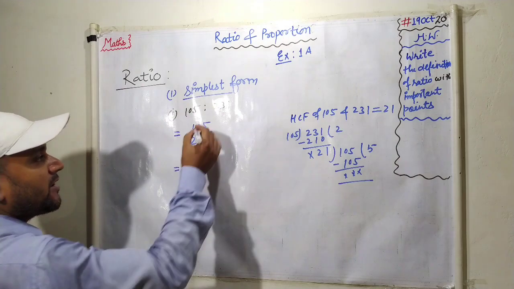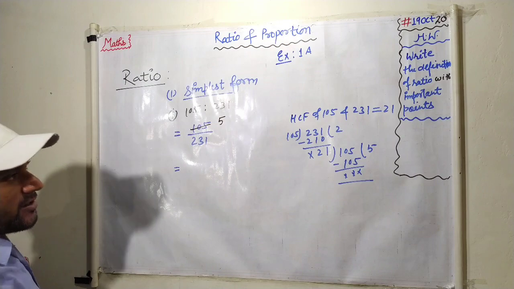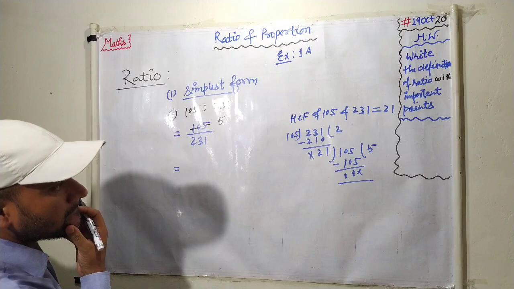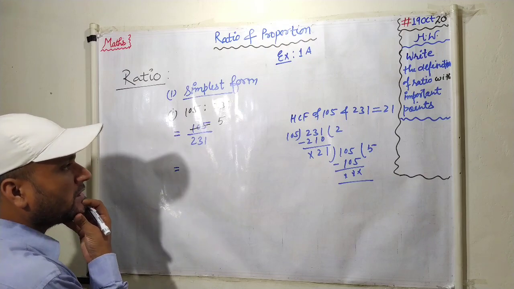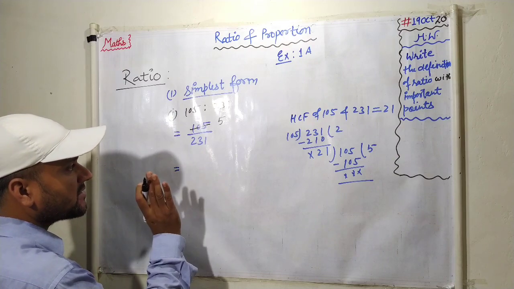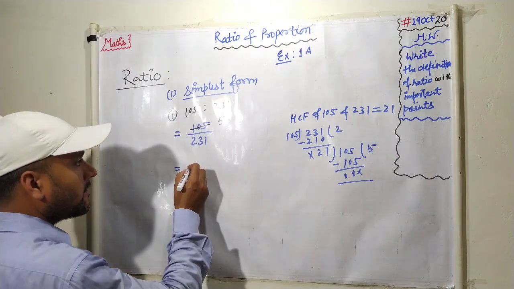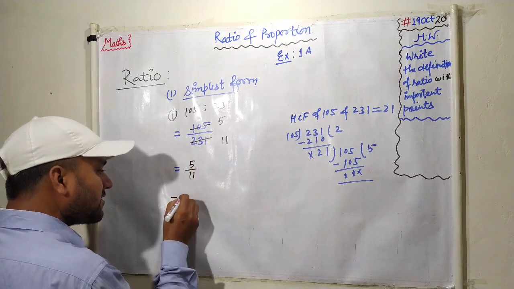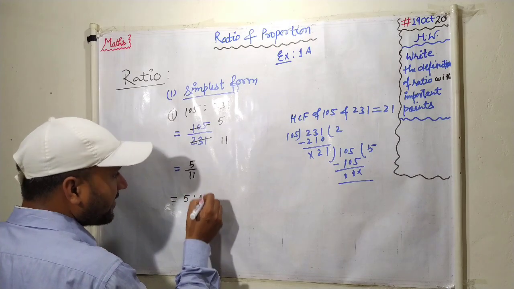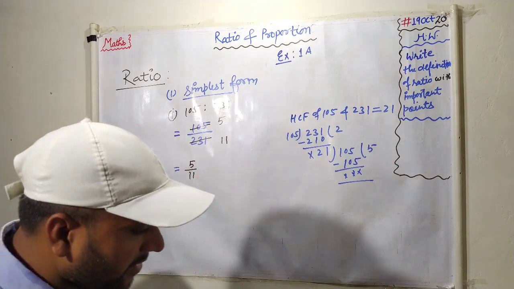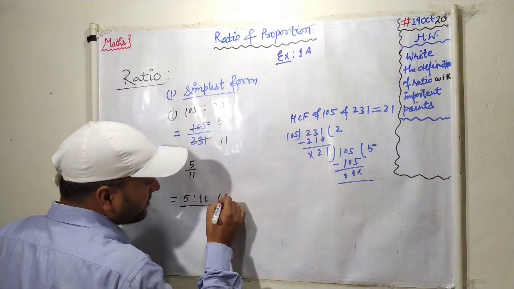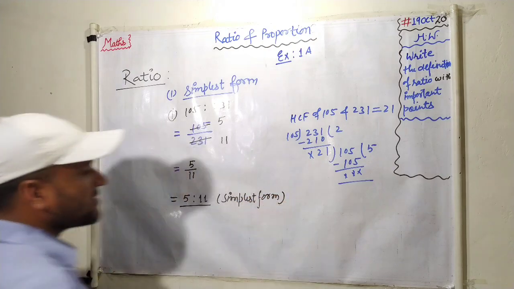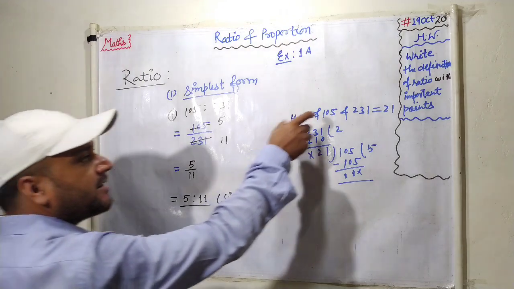By 21, if you divide 105, you will get 5, and if you divide 231 by 21, you will get 11. So 5 upon 11, the ratio is 5:11, and it is not cancelled by any other number. Okay, so your answer is in the simplest form. Students, this is the method by finding the HCF.